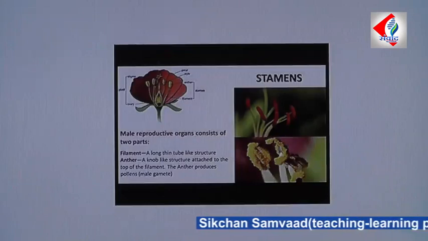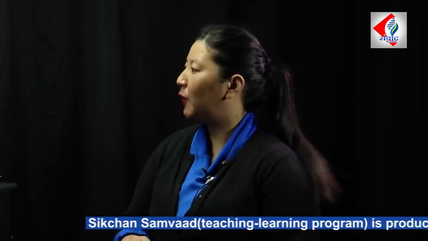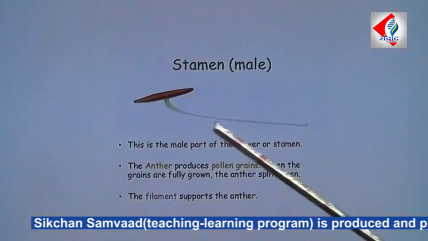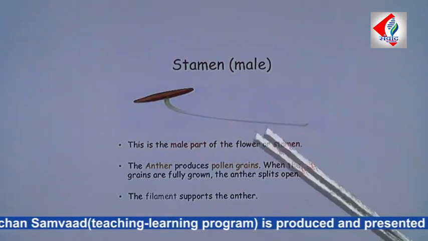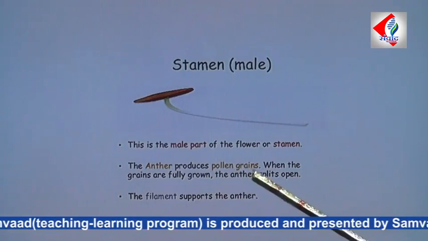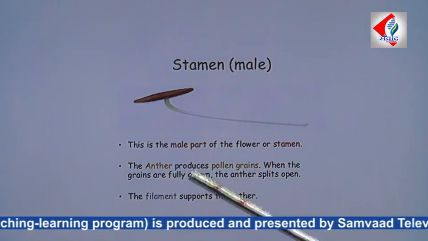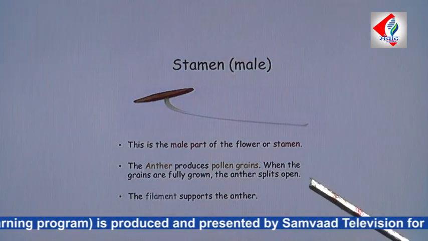Stamens. Stamens are the male reproductive part of the flower. So it consists of the filament and the anther. So this is how a stamen looks after you have taken it out. This is the male part of the flower called the stamen. The anther produces the pollen grains. When the grains are fully grown, the anther splits open.